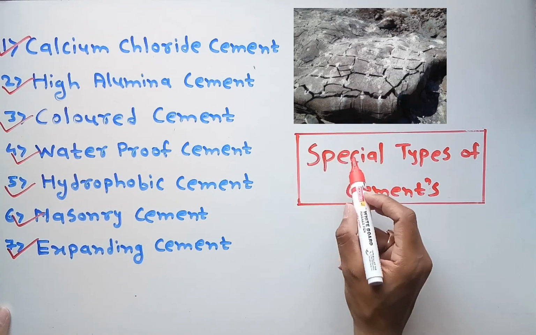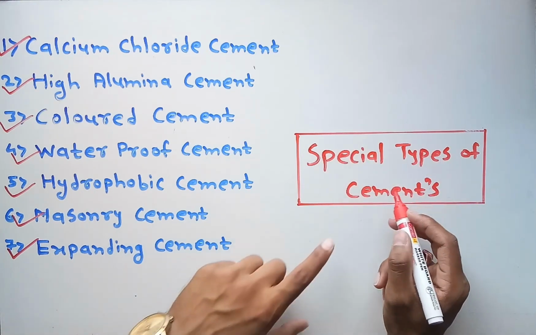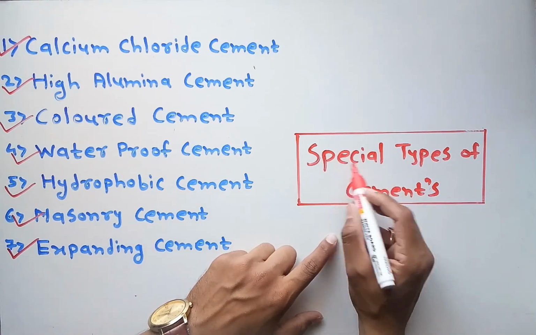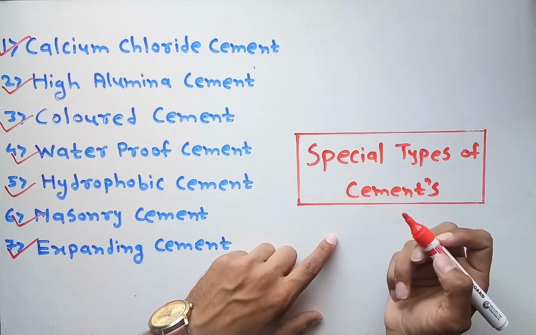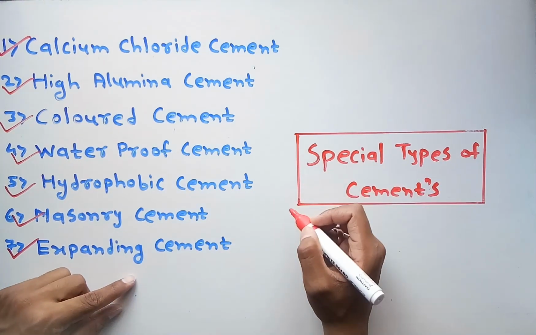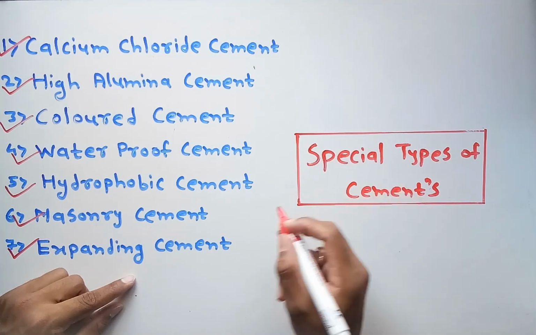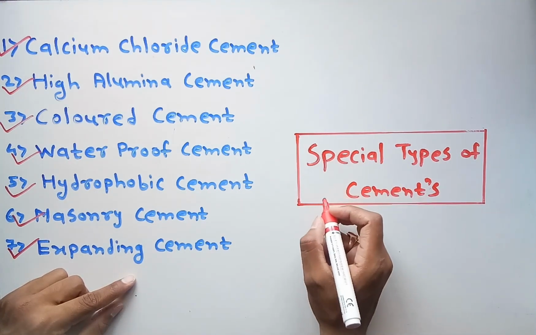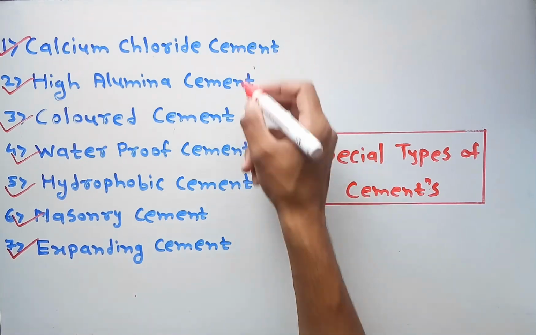First of all we will see what is meant by special type of cement. These are the cements which are designed for special construction purposes. To manufacture special type of cement, at the time of grinding or at the time of mixing, several admixtures and chemicals are added. So we will see this one by one.